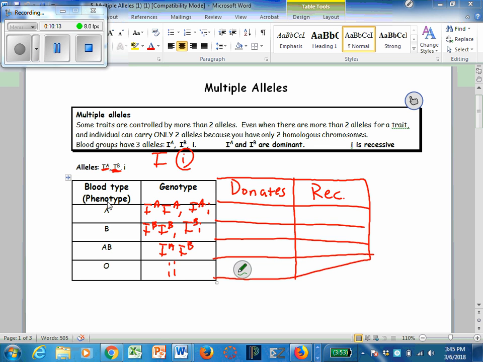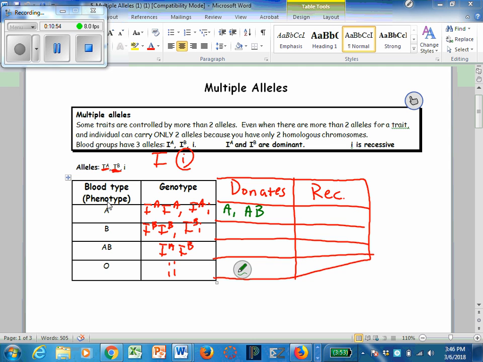I'm going to switch to green here. So if you were A blood, think about who you can donate to. You can donate to the A people because they have A blood. You can donate to the AB people because they have the A gene. And that's about it. Nobody else. If you donate to B people, their body won't recognize the A gene and they will reject the blood. If you donate to O people, they won't recognize it because they don't have it. So you can only donate to A people and AB people.